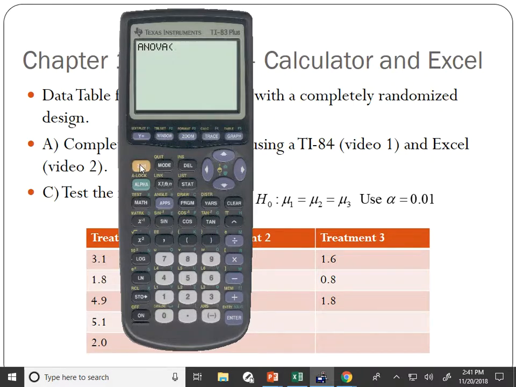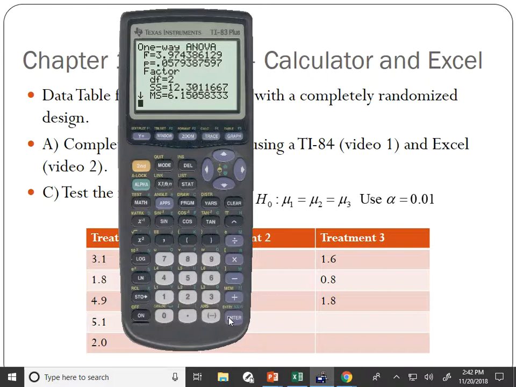I'm going to choose ANOVA. I've got three lists I'm working with. The comma is important here. So list 1, comma, list 2, comma, list 3, close the parentheses, hit enter, and here we go.